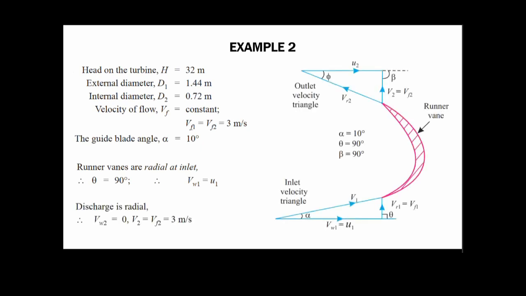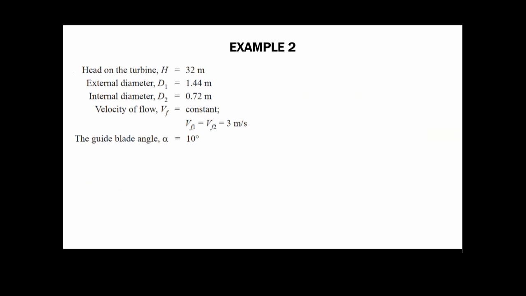Okay, so wait a minute. So VW1 equals U1. And same, the discharge is radial, so the angle at outlet is also 90 degrees. So we know VW2 is zero and V2 equals VF2, which is equal to 3 meters per second. So this is information that we can extract from the question.